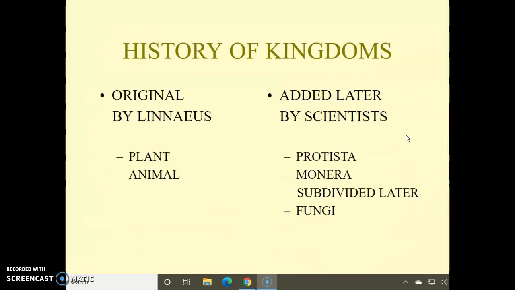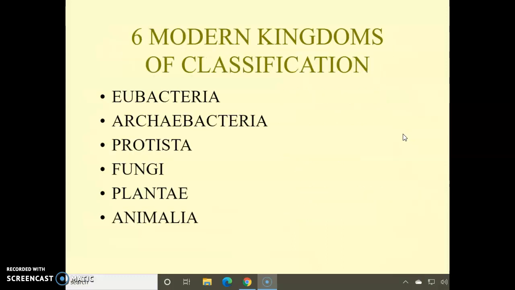So the history of kingdoms, Linnaeus only had plants and animals. But later we had these others added, Protista, Monera, which was even subdivided later since I've been learning about biology, and fungi. So notice down at the bottom I have those little lines, little brackets. Underneath each one I want you to write these kingdoms of classification. Eubacteria, Archaeobacteria, Protista, fungi, plantae, and animalia. All right, and the chart will be on the next screencast.